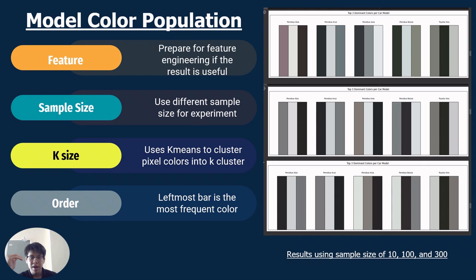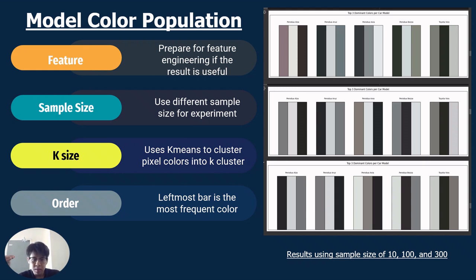For choosing the color population, we use different sample sizes. From the diagram on the right side, the first one at the top uses a sample size of 10, followed by 100, and the last one is 300. So the different sample sizes help us to know that the result is really not useful enough, as all the results come out similar.